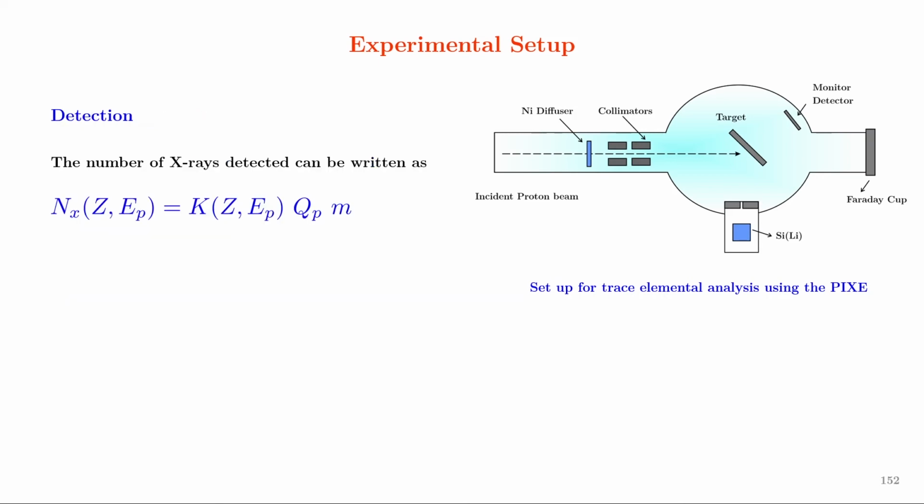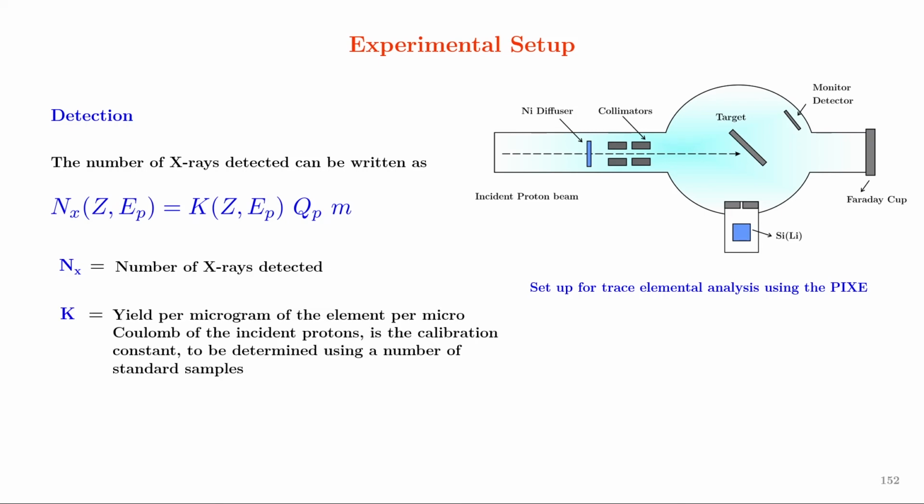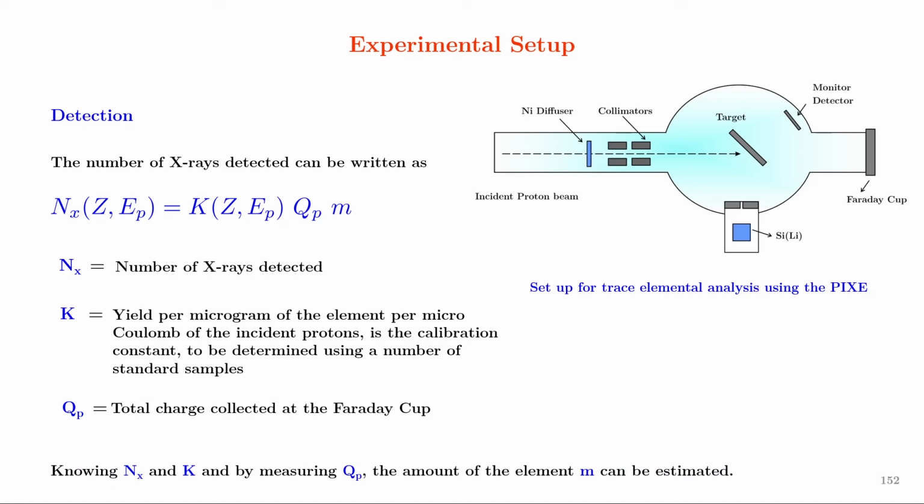Detection. The number of X-rays detected can be written as N_X(Z,E,P) = K(Z,E,P) Q_P M, where N_X is the number of X-rays detected, K is the yield per microgram of the element per microcoulomb of the incident protons, and it is a calibration constant that is to be determined using a number of standard samples. Q_P is the total charge collected by the Faraday cup, and knowing N_X and K, and by measuring Q_P, the amount of the element M can be estimated.